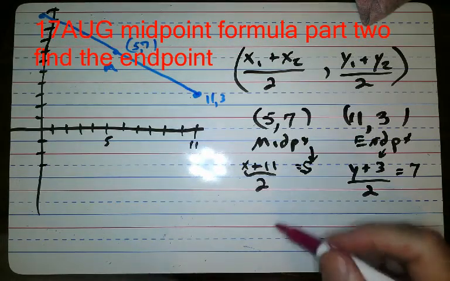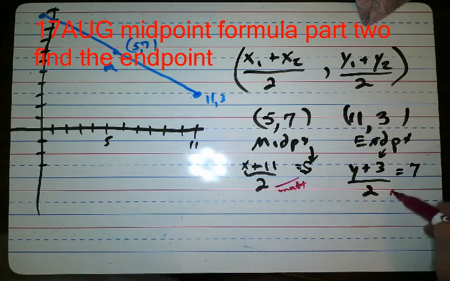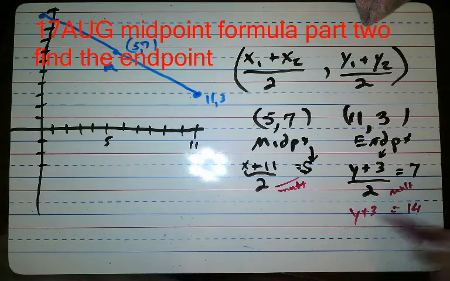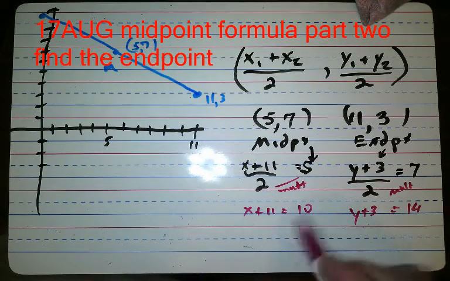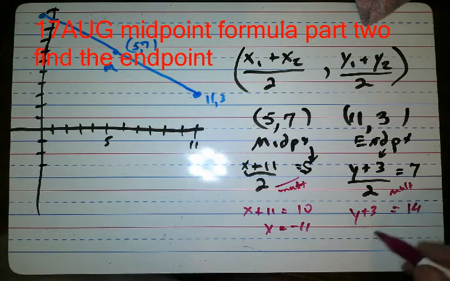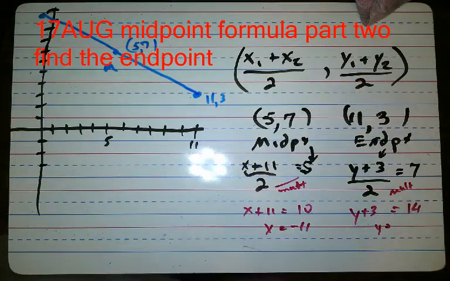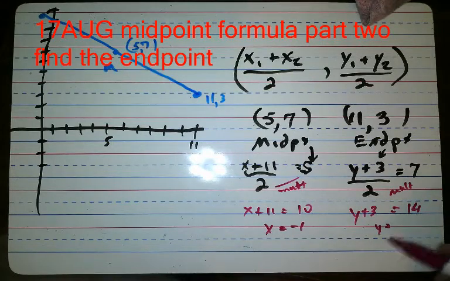If I multiply by 2, I get 14 on this side. y plus 3 equals 14. x plus 11 equals 10. Now I have to subtract 11. x equals -1. Subtract the 3. y equals 11. Did you see me subtract 10 minus 11 again? There we go. So let's plot that point. I think it's -1, 11.